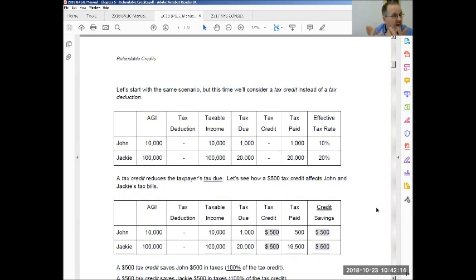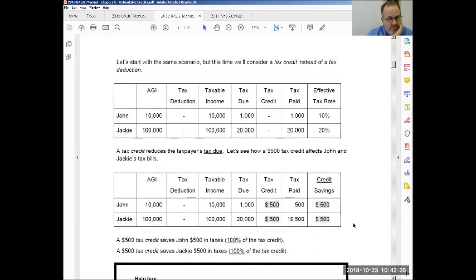So you can see that that credit has a greater effect, or is much more beneficial, when it's on the tax, because now John cut his tax bill in half. Jackie just lowered hers by 500. So you can see how credits work differently depending on your income and your tax, all right?